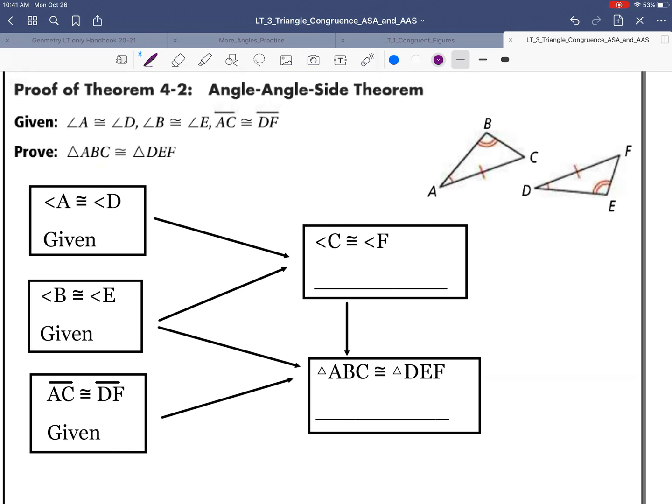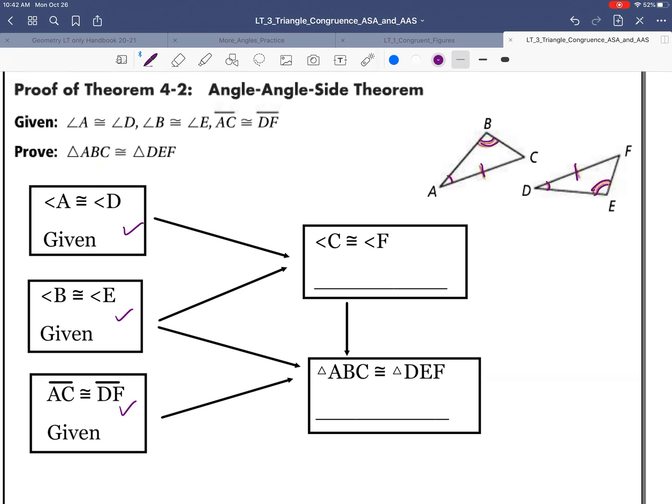Here we have two triangles, A congruent to D, B congruent to E, AC congruent to DF. And notice I like to walk through the given again and remark the diagram, because then that helps my brain know what's already given. And all of those are listed down here on the side.